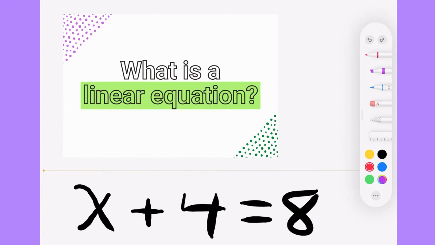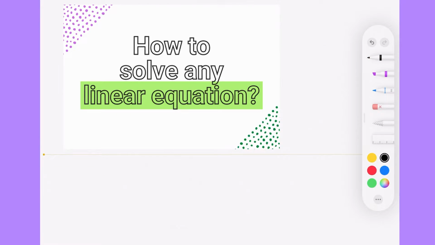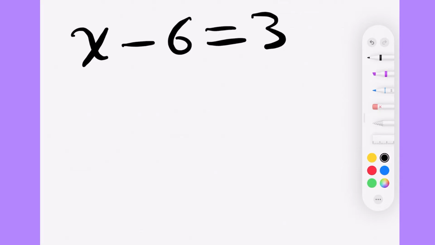And now, after all these, let's move on to our second objective, which is how to solve any linear equation. Well, the key to solve any linear equation is making the variable x alone by basic algebra. Let's have some examples. Let's have this: x minus 6 equals 3. Well, as I said earlier, the key to solve this equation is by making the variable x alone.